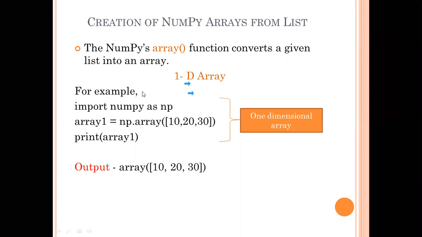Then we can create a Numpy array from a list. This one is the example. Because here we import Numpy as np, that's why we are using np.array, because we create the object of this one.